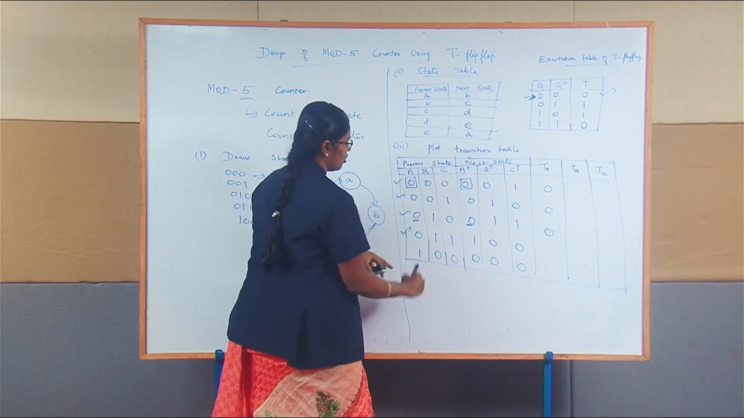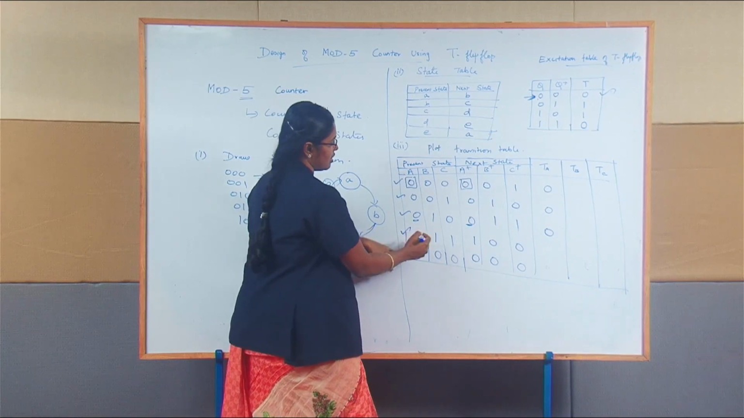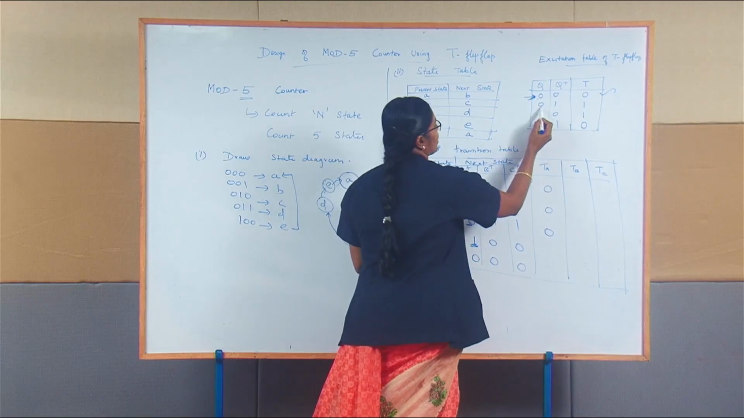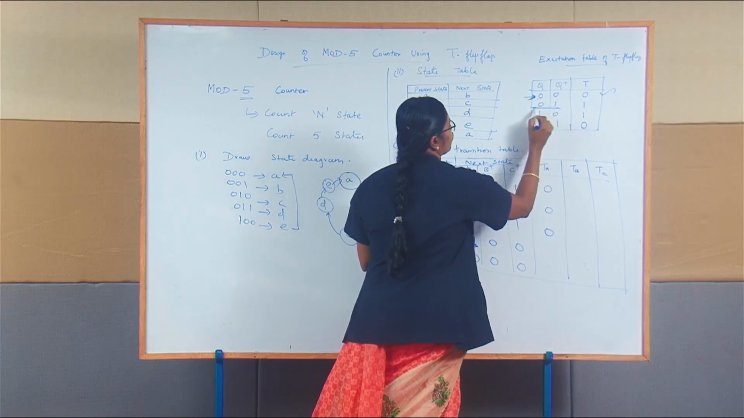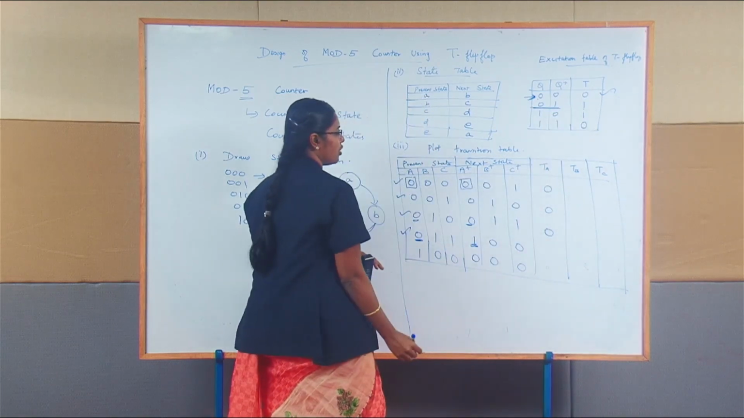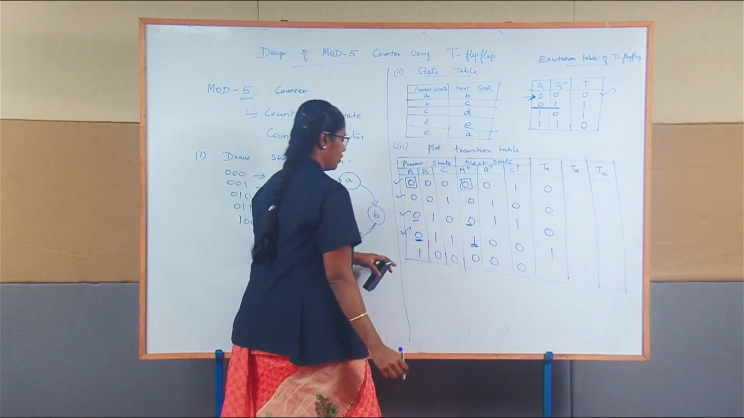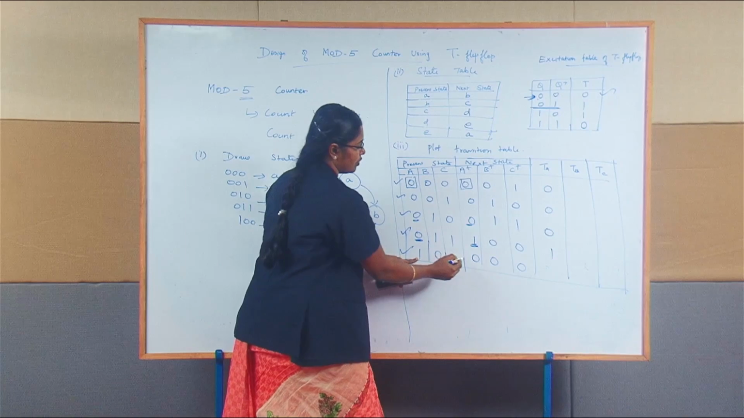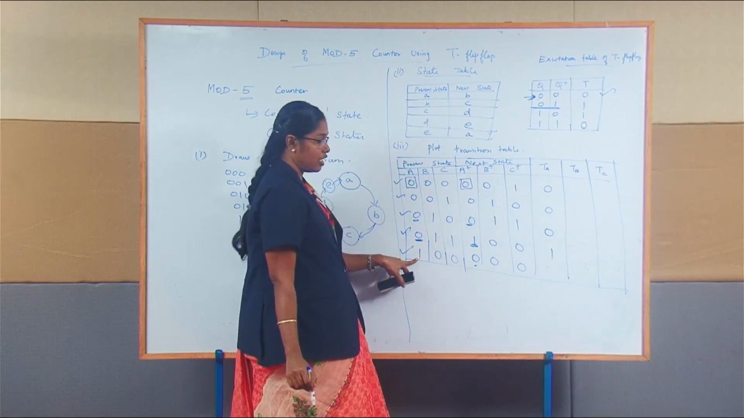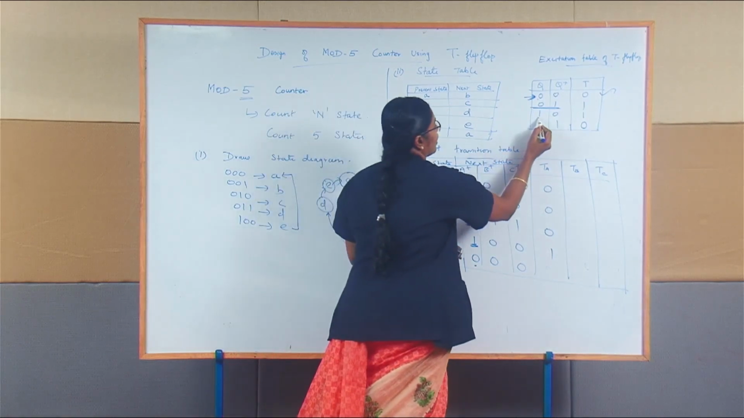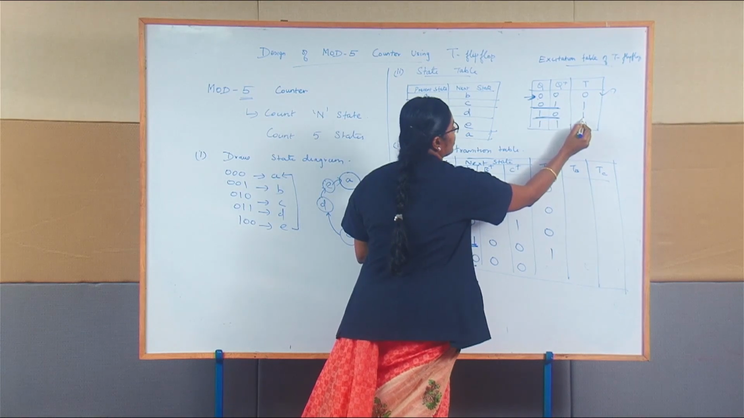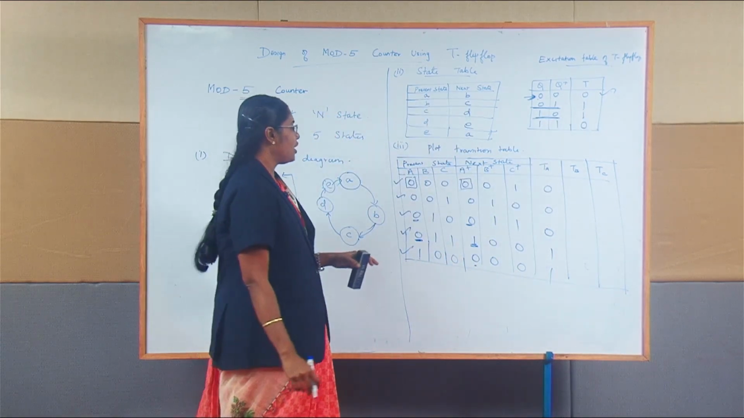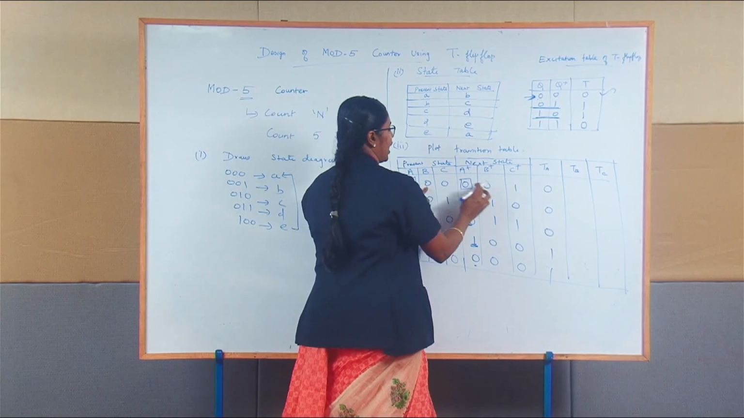In the fourth row, you can see the present state value is 0, but the next state value is 1. So, if the present state is 0 and the next state value is 1, what is the T input given? It is 1. In the last row, the present state value is 1 and the next state value is 0. So, the present state is 1 and next state is 0 means what is the T value? It is 1. Right?